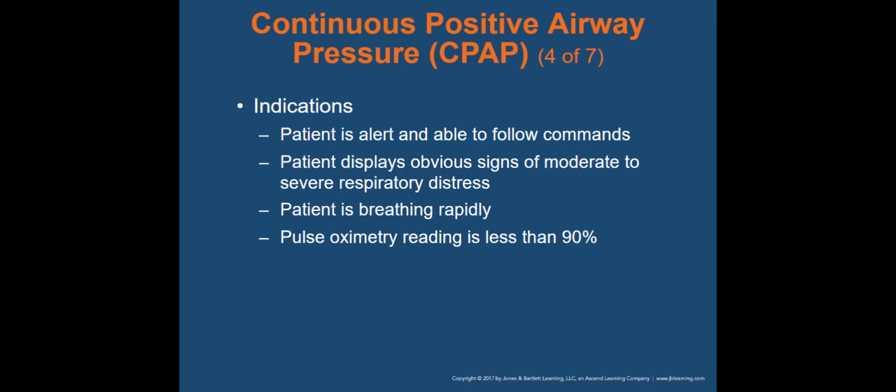Depending on where you start on the CPAP level, you may be able to back off and increase the blood pressure again, but ultimately you may have to remove the CPAP machine altogether. It's indicated for patients that are alert and able to follow commands. Any patient that displays obvious signs of moderate to severe respiratory distress from a condition such as pulmonary edema or obstructive pulmonary disease. The patient is breathing rapidly, such that it affects overall minute volume, and the pulse oximetry reading is less than 90%.